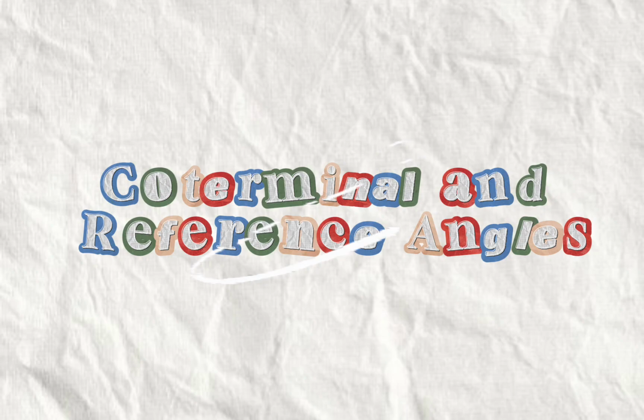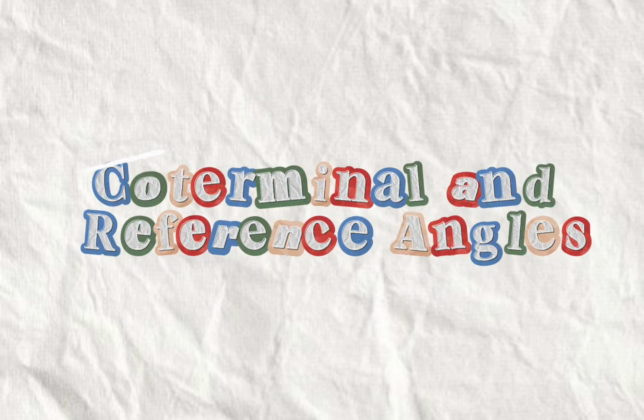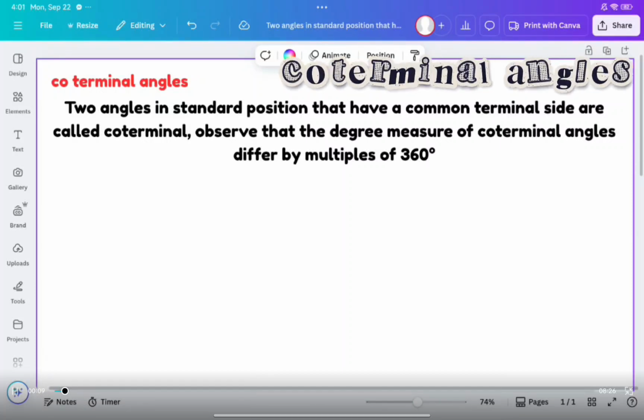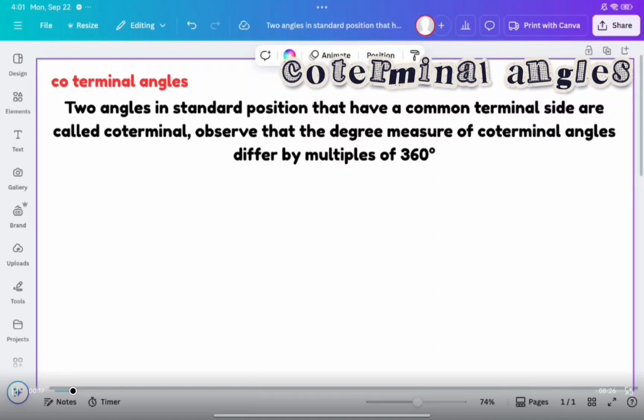In the first video, we learned how coterminal and reference angles work. These concepts help us identify angles that share the same terminal side and understand how to find the corresponding reference angle, a key step in solving trigonometric equations accurately. Coterminal angles: two angles in standard position that have a common terminal side are called coterminal angles. Observe that the degree measures of coterminal angles differ by multiples of 360 degrees.